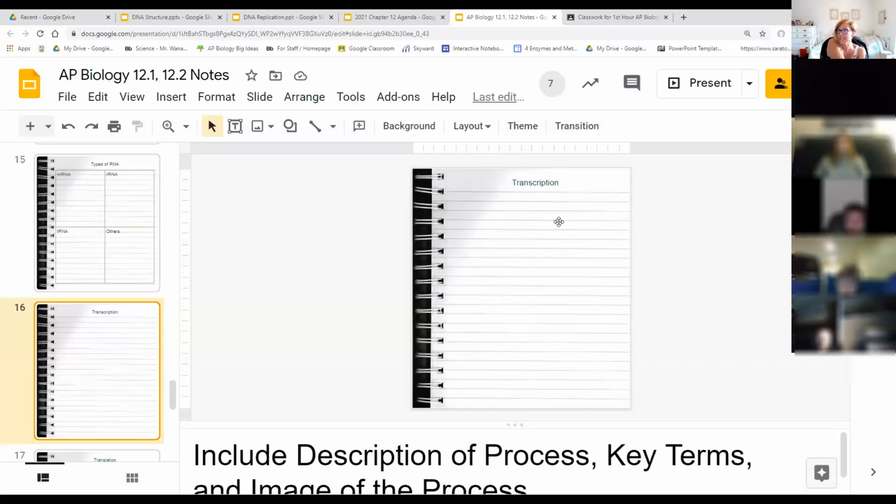And A through C might back up. Make sense? So we really do need to know all of the things that are happening. So I said, like, include a description of the process. Most of us did really thorough descriptions.